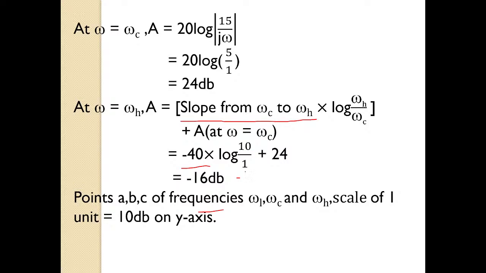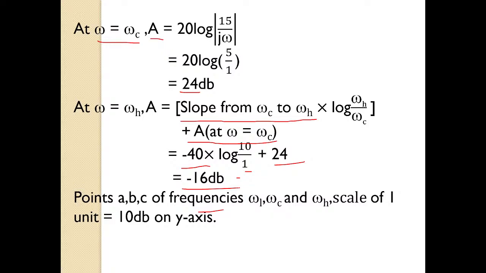Omega H value is 10. Omega C value is 1. So log 10 by 1 plus A at omega equal to omega C. So what is A value at omega equal to omega C? 24. So minus 40 into log 10 by 1 plus 24. Simplify it, and you will get minus 16 decibels as the A value.